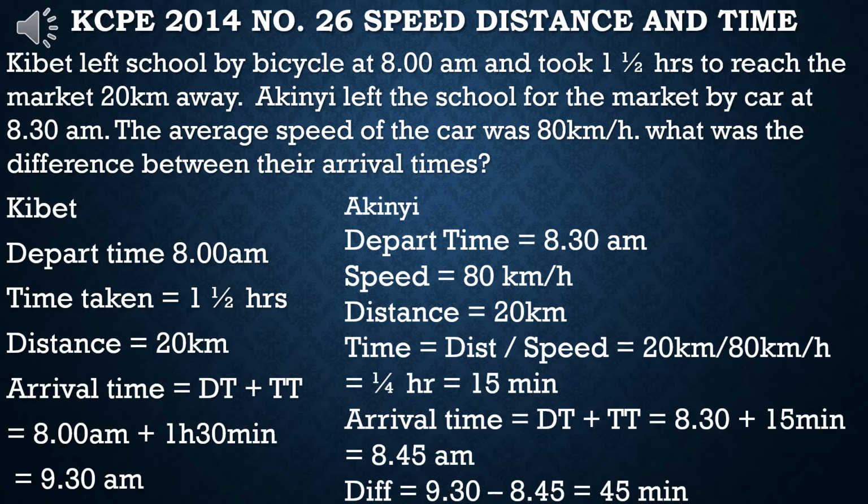So it is 8 a.m. plus 1.5, which becomes 9:30 a.m. So he arrived at 9:30.